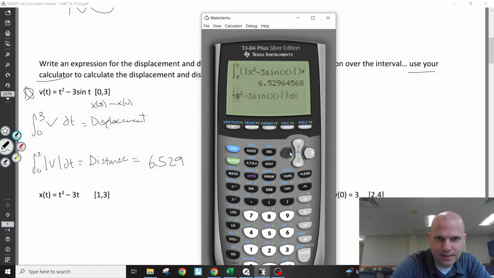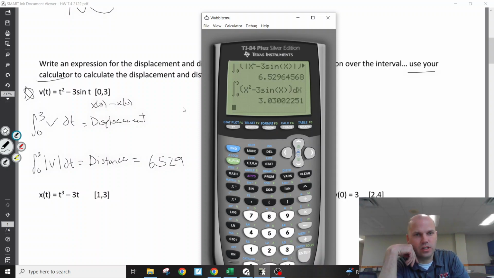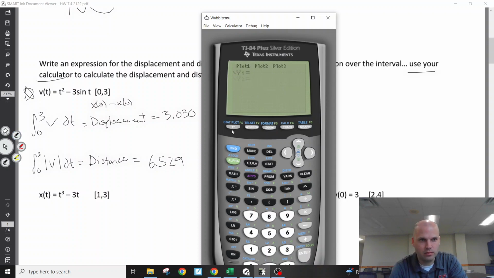Come back, delete the absolute value, and then you see that there obviously was some change in direction for my distance to be greater than my displacement. If you wanted to look into it further, make sure you understand the motion and what's going on, you would graph.